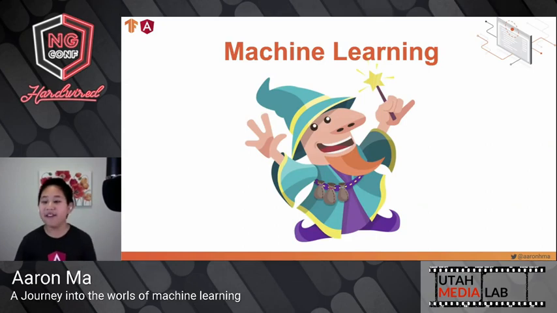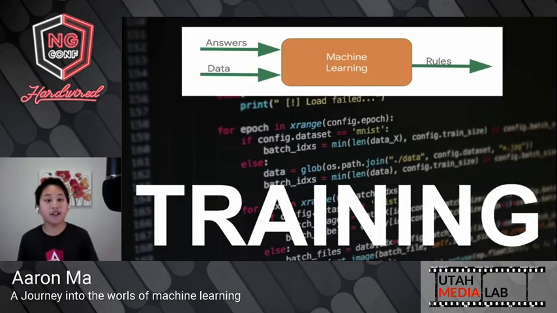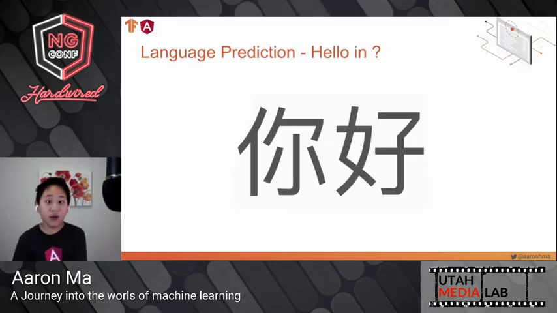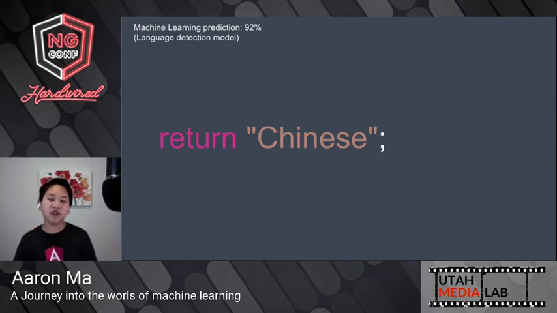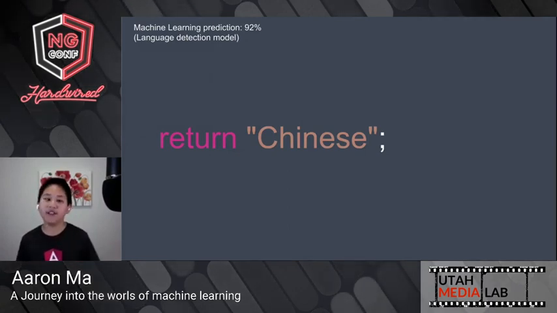To start off, we'll gather a dataset and then train on that dataset. In training, our model will learn a relationship between the data and the answers to get out the rules. So let's run it again. Hello, what language? And our machine learning model has a prediction that is 92% it's Chinese. So we can safely go and say that the language is probably Chinese.